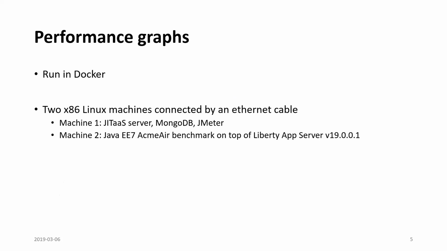So let's look at some performance graphs. In the examples that follow, all JVMs run in Docker. I have two Linux machines that are connected by an Ethernet cable. The first machine runs the JITaaS server, the Mongo database, and JMeter for applying load, whereas machine number 2 is running the benchmark itself. This is Acme Air, which is a Java EE7 application that simulates an airline reservation system and is running on top of Liberty application server.